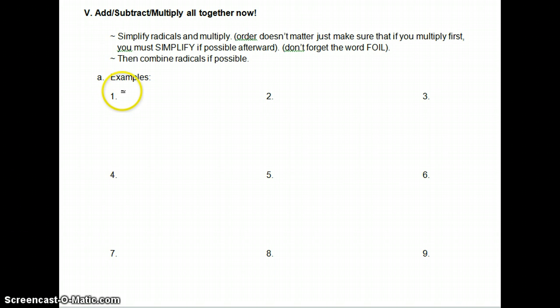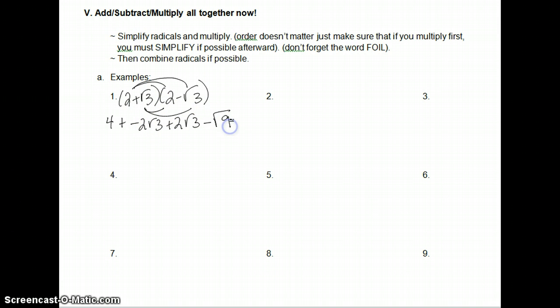The first example is 2 plus root 3 times 2 minus root 3. Remember that there's 4 parts to FOILing, or the way that I like to say it is that you have to distribute every term in one polynomial to every term in the other polynomial. So 2 times 2 is 4, plus 2 times negative root 3 is negative 2 root 3. 2 times root 3 is plus 2 root 3. And then we have minus root 9. Please make sure that you do show every step. Sometimes people skip steps and that's where they make mistakes.